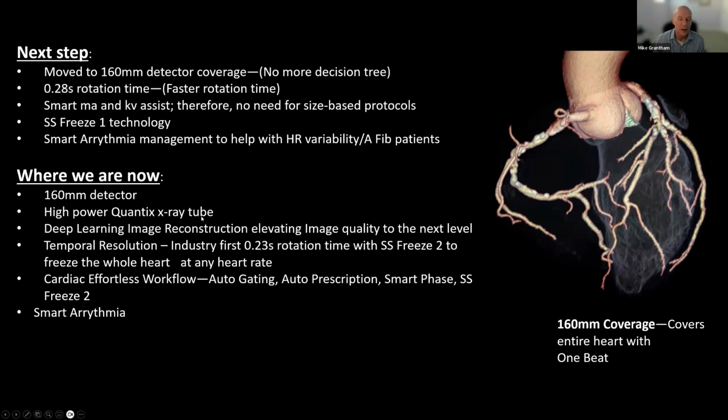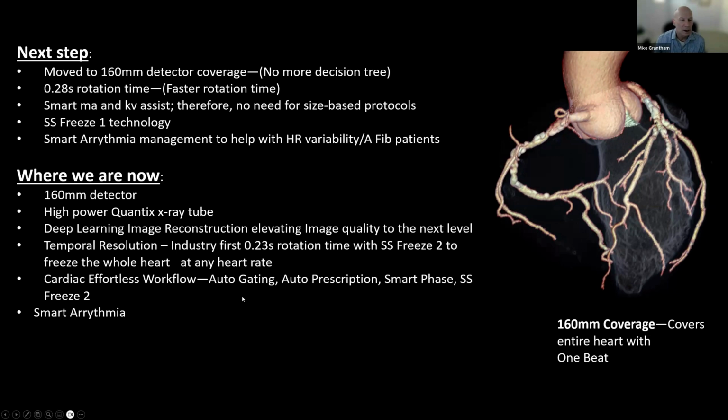Now with our better tube, we can do most patients at 120 kV, and we have plenty of mA for those patients, which improves our image quality without really changing our dose at all. It might even be a lower dose now. We have the deep learning reconstruction that gets rid of that graininess and makes our images really sharp. Our temporal resolution went up. We went from 0.28 rotation speed down to 0.23, and we got a newer version of their software. It's called Snapshot Freeze 2, which helps freeze the motion of the heart.